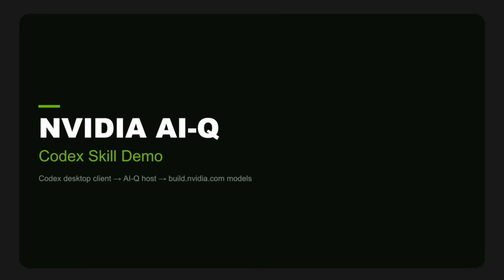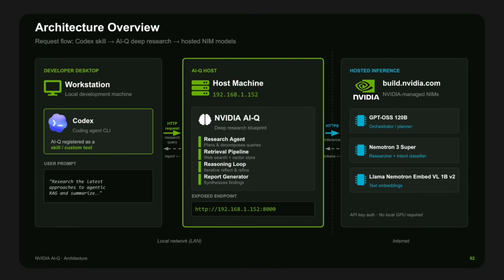Here's a quick demo about how to install and use the NVIDIA AI-Q skill from Codex. Here's the architecture overview. On the left, you have the developer desktop. That's the workstation where we're going to run Codex.